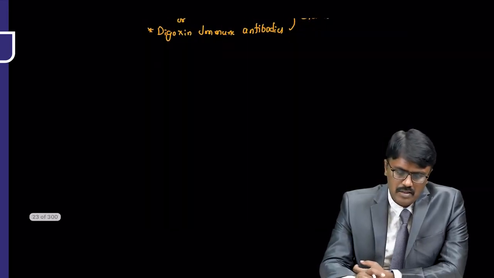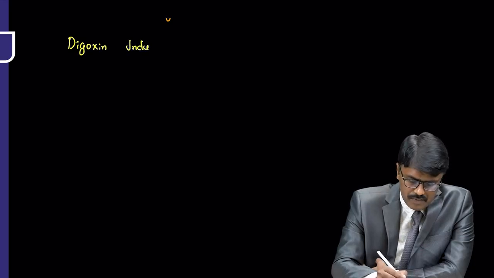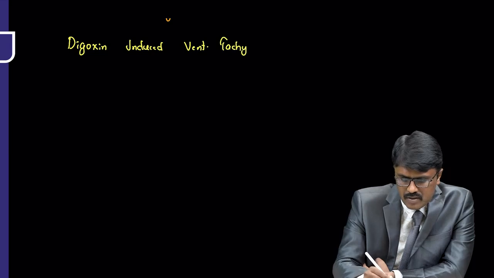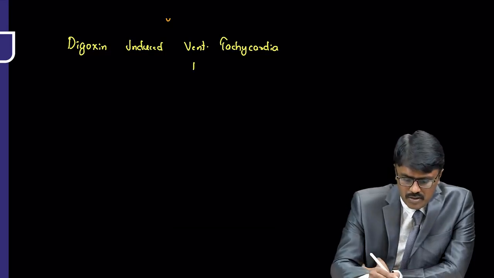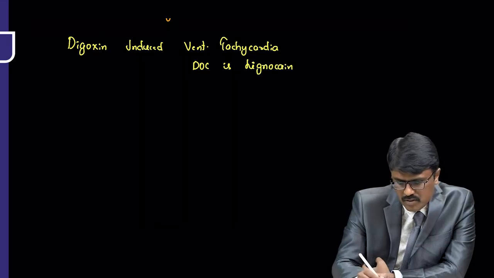But how do you manage the arrhythmias which occur with digoxin toxicity? Suppose the patient has digoxin-induced ventricular tachycardia. What is the drug of choice for digoxin-induced ventricular tachycardia? The drug of choice is lignocaine.